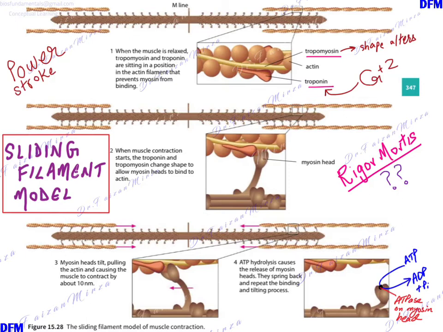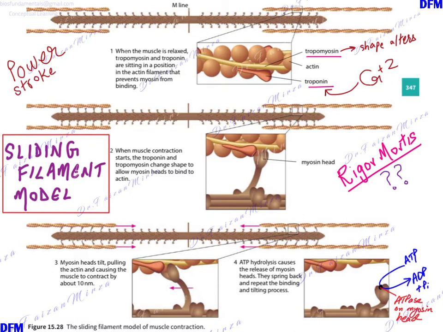This is called the sliding filament model, and this one episode in which the calcium attached and the shape of tropomyosin altered, the myosin head jumped to attach to the actin and pulled the actin inwards towards the M line, and ATP hydrolysis allowed the cross bridge to break. This one cycle allows the sarcomere to shorten by 10 nanometers.